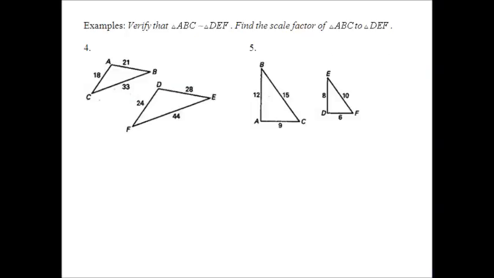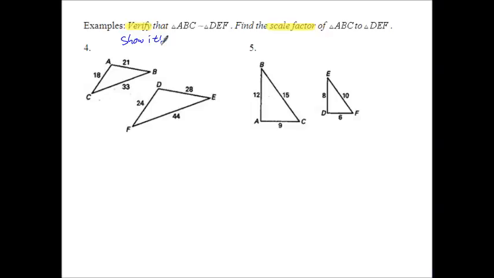Let's look at these examples. Verify that triangle ABC is similar to triangle DEF, and then find the scale factor of triangle ABC to triangle DEF. When we say verify, we just mean show. Show that it's the case. We don't have to prove anything. It is the case, but we have to show why that is.